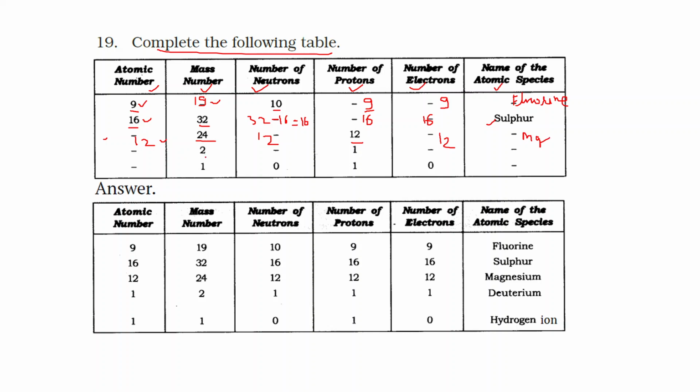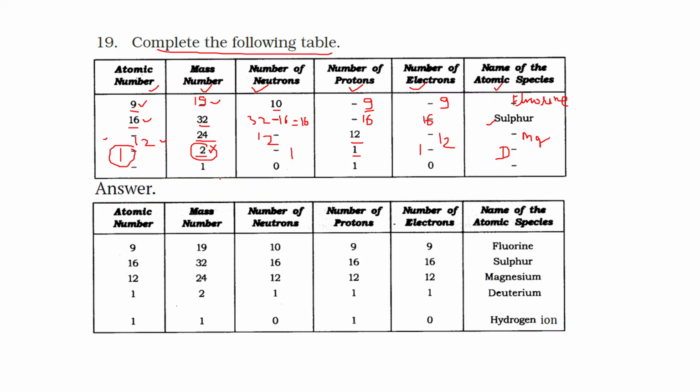Now, next one, mass number is given and the number of protons is given. When the number of protons is 1, you can say the atomic number is 1, and the electron is also 1. The mass number is 2, then the number of neutrons is 2 minus 1, that is 1. That's why this is hydrogen. But mass number is 2, that's why this is one isotope of hydrogen, and that is deuterium.